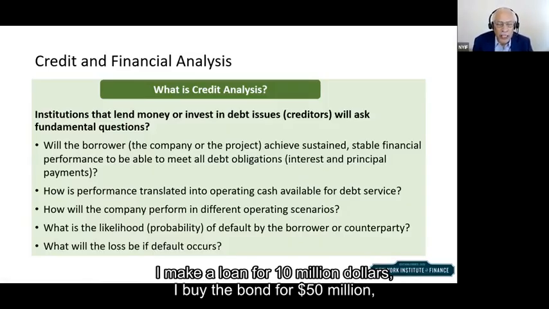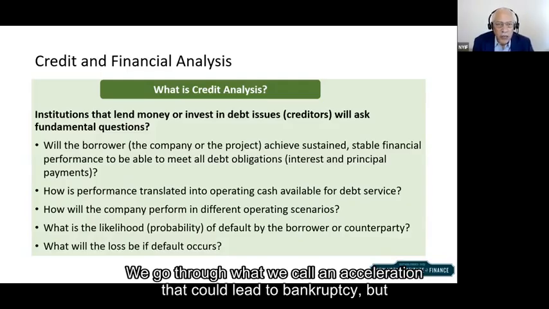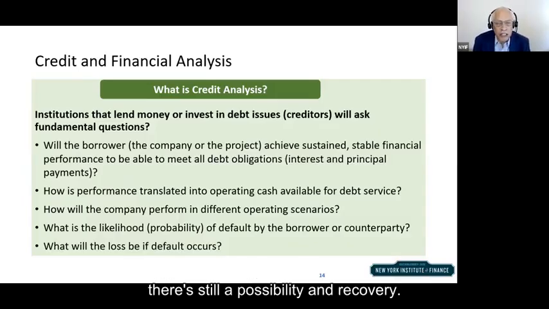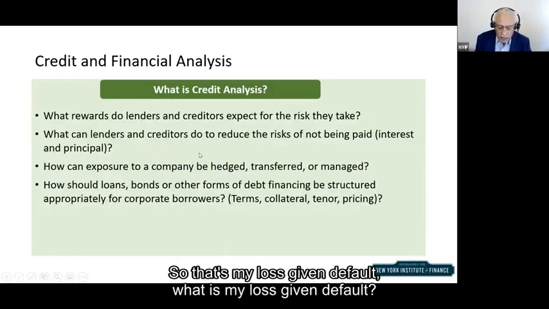I make a loan for $10 million. I buy the bond for $50 million. It goes into default. We go through what we call an acceleration. That could lead to bankruptcy, but there's still a possibility of recovery. What can we recover? So that's my loss given default. What is my loss given default?